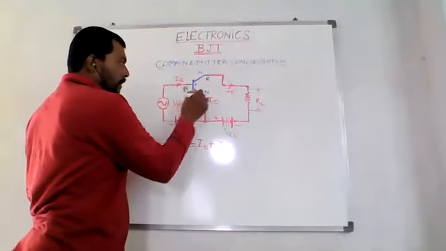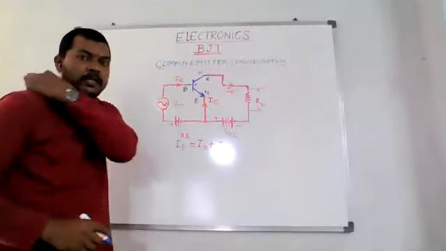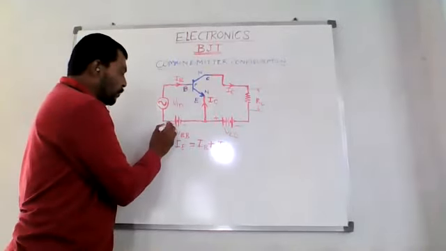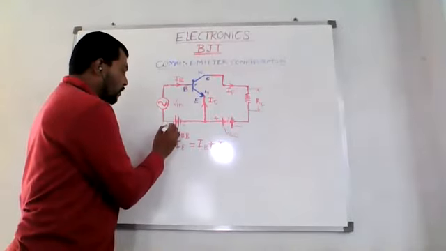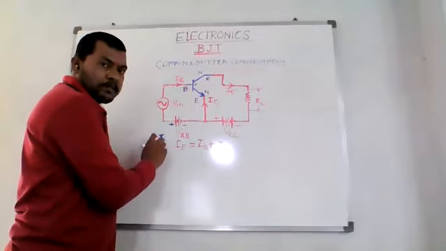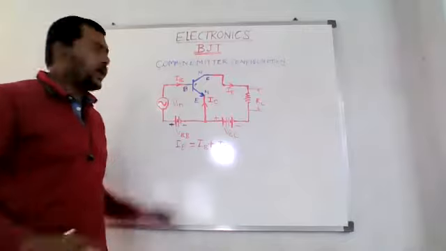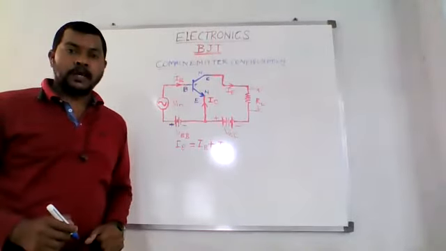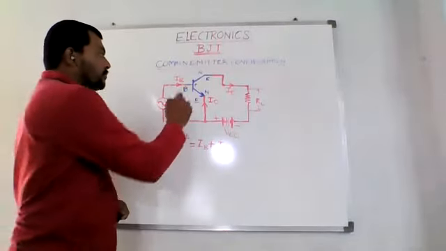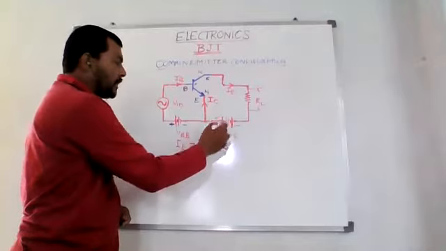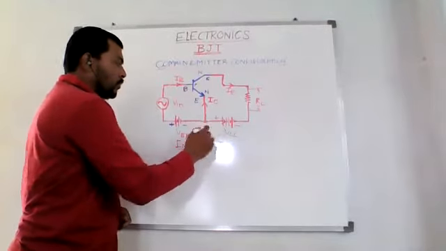So this PN junction should be forward biased, and for that we have kept this at a positive polarity like this, and the negative terminal is connected over here. We have applied the biasing for this base emitter junction so that it remains forward biased. And the collector base junction should be reverse biased, and for that we have applied this reverse voltage over here.